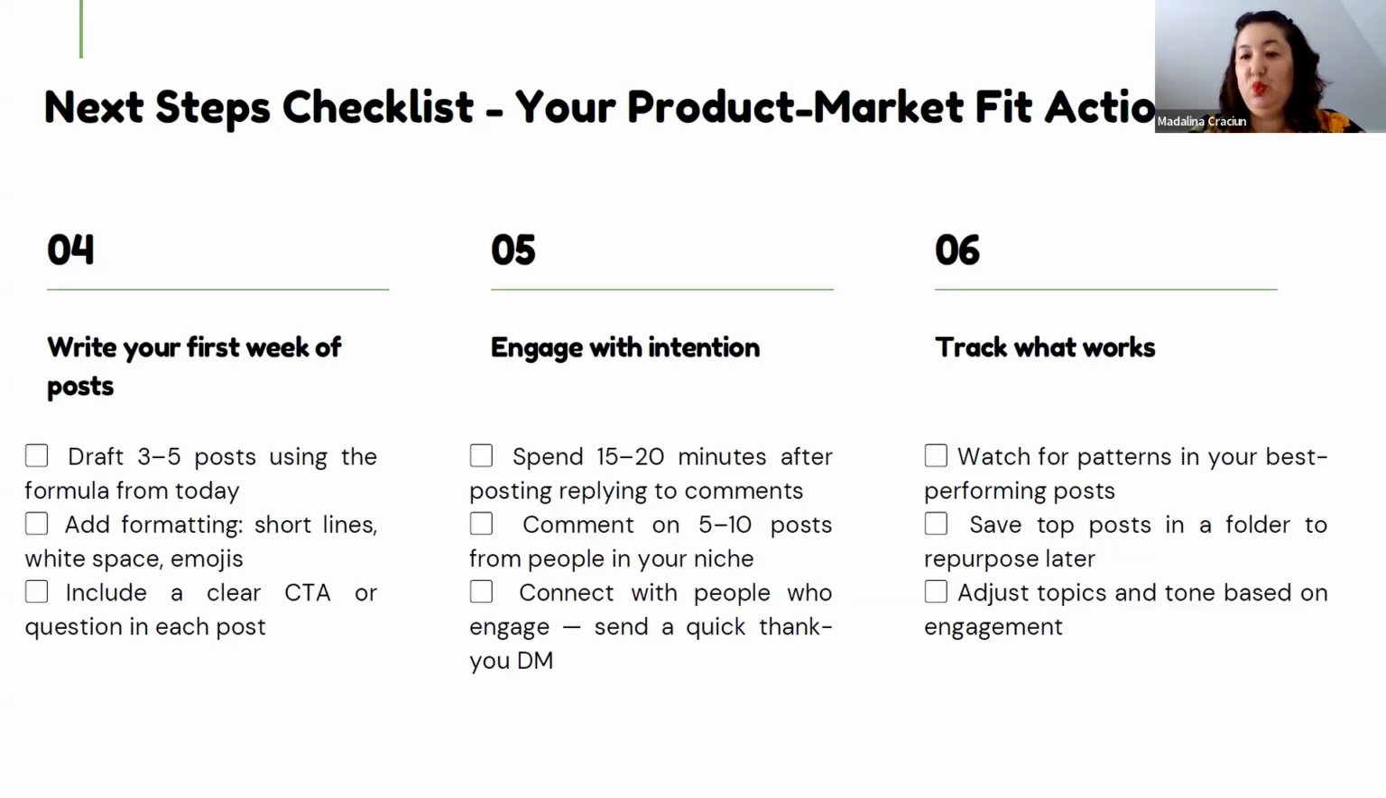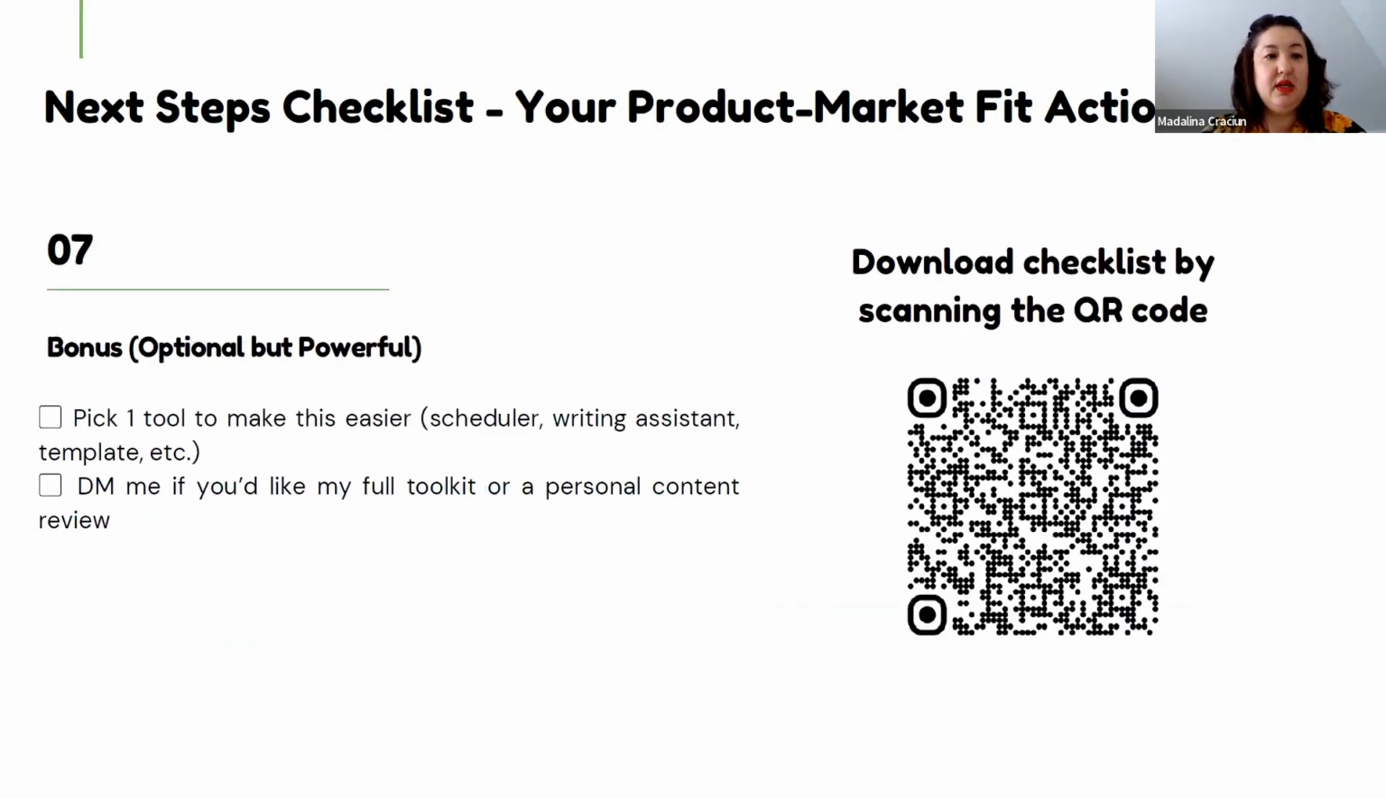And track what works. Watch for patterns in your best performing posts. Save top posts in a folder to repurpose later, and adjust topics and tone based on engagement. And as a bonus, pick one tool to make this easier. So the scheduler, the writing assistant, or a template. And if you need anything, DM me if you'd like a full toolkit or a personal content review.